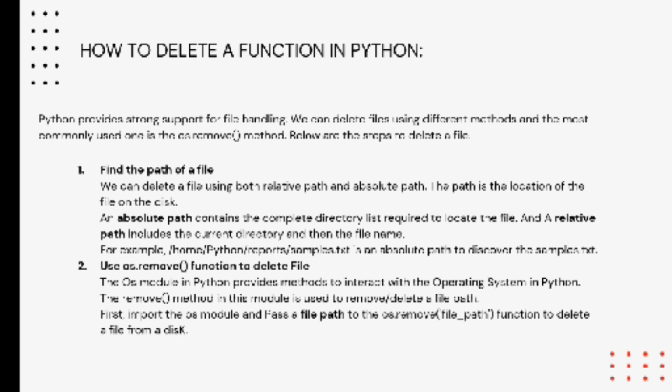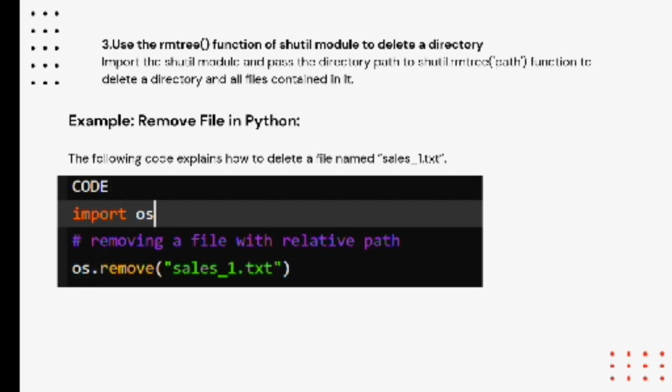The os module in Python provides methods to interact with the operating system. The remove method in this module is used to remove or delete a file path. First, import the os module and pass a file path to the os.remove(path) function to delete a file from a disk. The third step is to use the rmtree function of the shutil module to delete a directory. Import the shutil module and pass the directory path to the shutil.rmtree(path) function to delete a directory and all files contained in it.